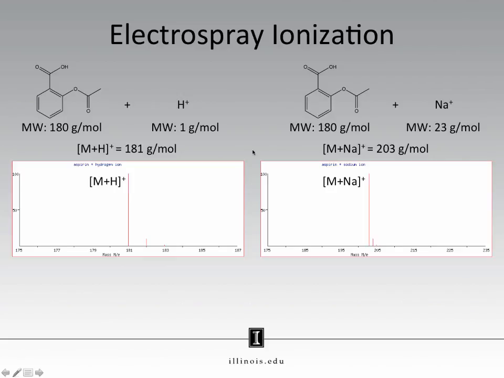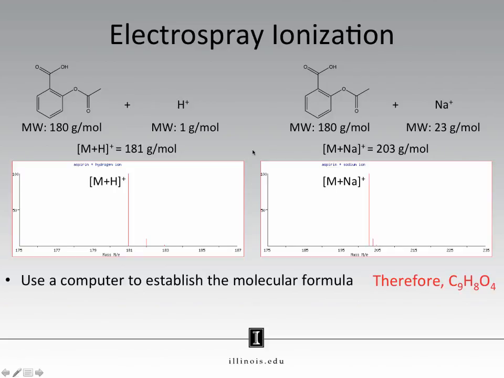How is this useful to us? Let us say that we took our unknown compound and analyzed it using electrospray ionization, and what we saw were these two peaks. What would they tell us? What these peaks would tell us is that we had a compound that had some mass. Using the mass of the compound, we could then use a computer to establish the molecular formula of that compound. For example, in this case, if we knew our compound had a molecular weight of 180 grams per mole, the computer would tell us that meant our molecular formula was C9H8O4. It would not tell us how those atoms were connected, but this is a great place to begin.